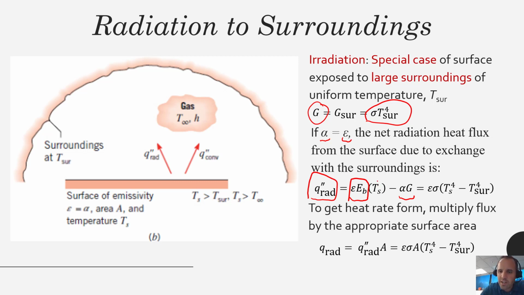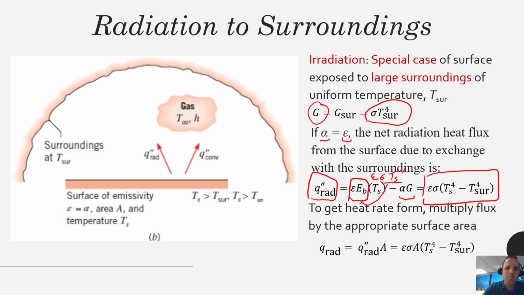So this term would actually be epsilon sigma times Ts to the fourth, if we substituted this sigma Ts to the fourth being the emissive power of a black body. So if we do some algebra, we end up with this much simpler equation.